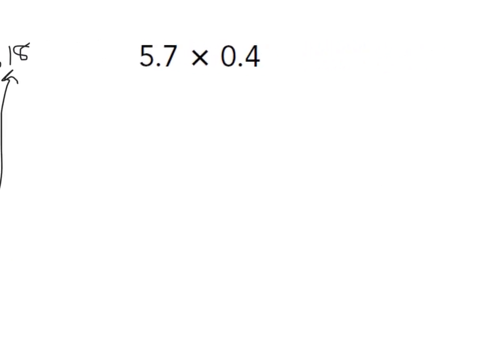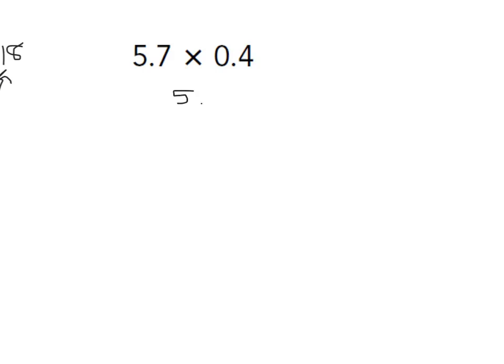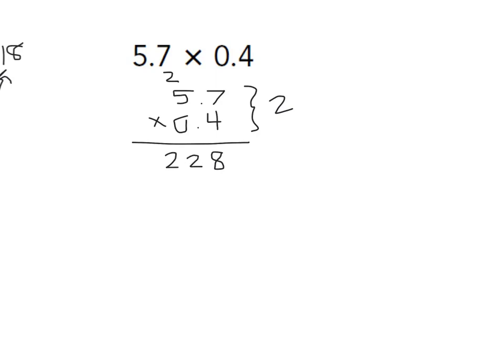As I move into my last one here, this is 5 7/10 times 4/10. I see in my problem here again, I've got 2 decimal places, so I better have 2 decimal places in my answer. When I do my multiplication, 4 times 7 is 28. 4 times 5 is 20, plus 2 more is 22. And I have to remember that I have to have 2 decimal places in my answer, so I'll put them here.